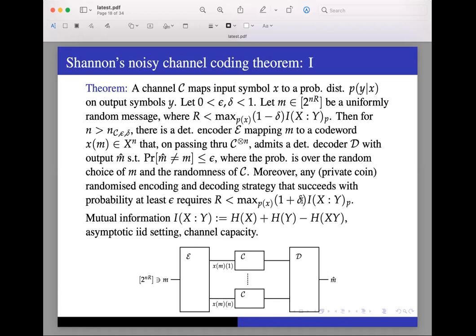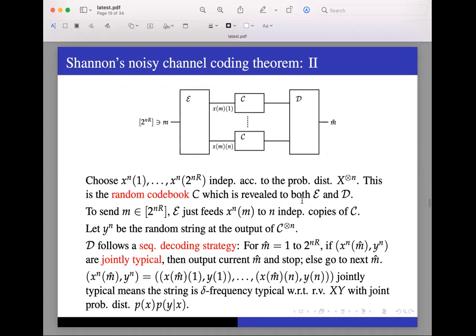Any questions about the statement of this theorem? No? Okay. So let's go ahead.